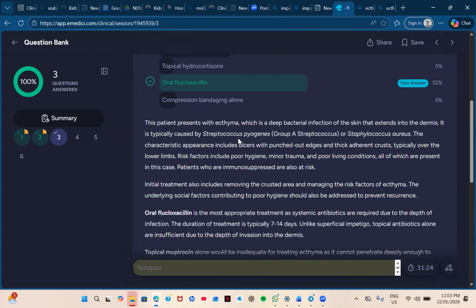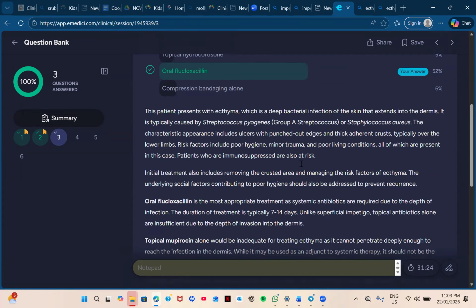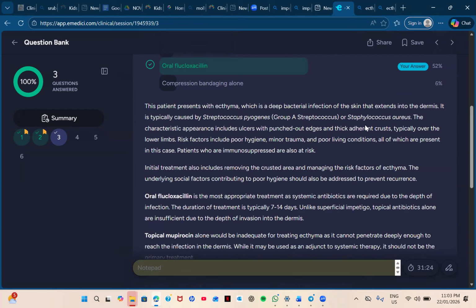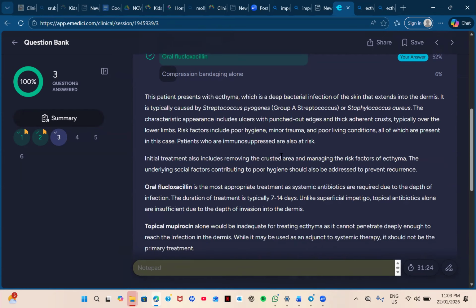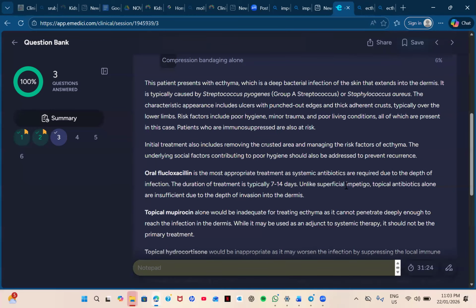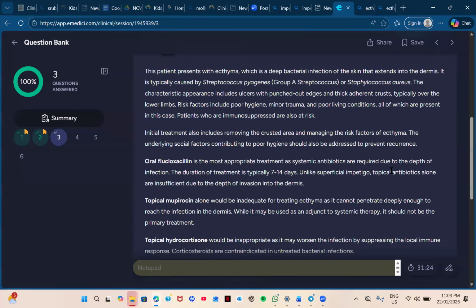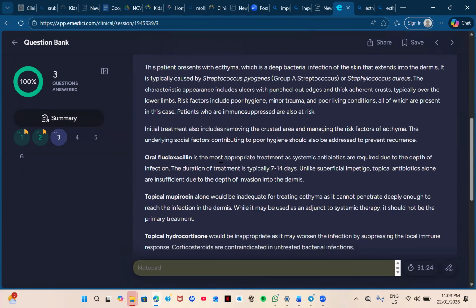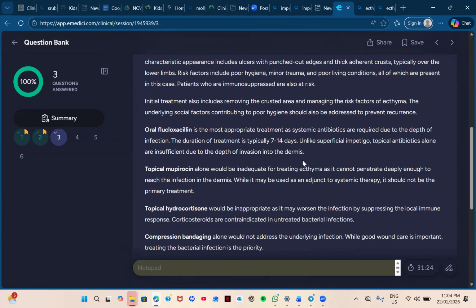It's typically caused by Streptococcus pyogenes or Staphylococcus aureus. The characteristic appearance includes an ulcer with punched-out edges and thick adherent crust, typically over the lower limb. Risk factors include poor hygiene, minor trauma, and poor living conditions, all of which are present in this case. Then, oral flucloxacillin is the most appropriate treatment, as systemic antibiotics are required due to the depth of infection. The duration of treatment is 1 to 2 weeks. Unlike superficial impetigo, topical antibiotic alone is not sufficient.